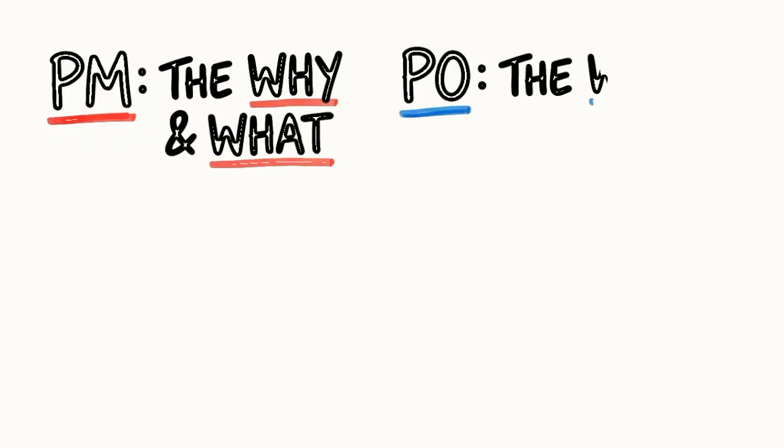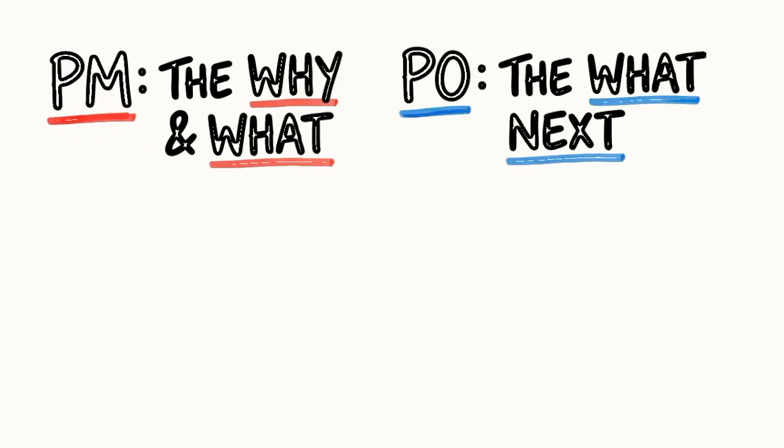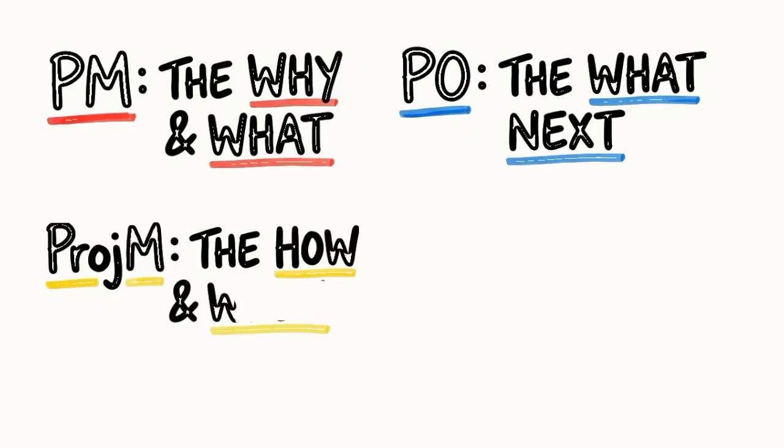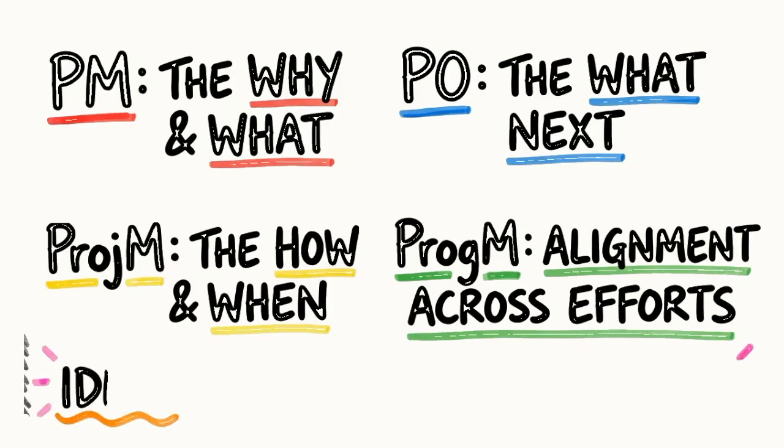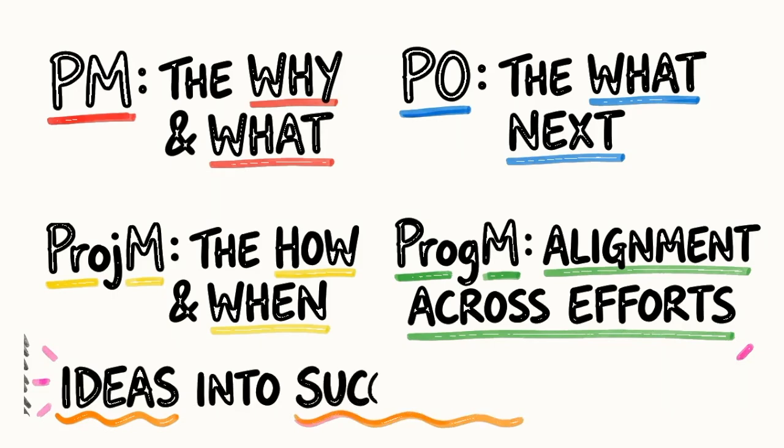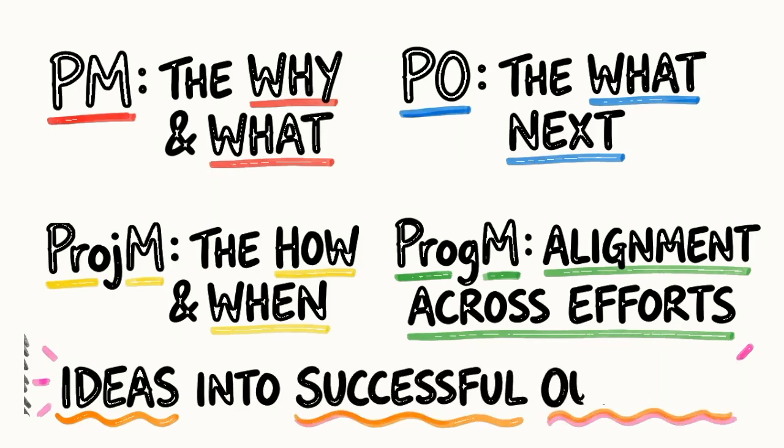Here's the simplest way to remember it. The product manager owns the why and the what at a strategic level. The product owner owns the what next for the Scrum team. The project manager owns the how and when for a specific initiative. And the program manager owns alignment across multiple related efforts. Different titles, different responsibilities, but when used well together, they turn ideas into successful outcomes.